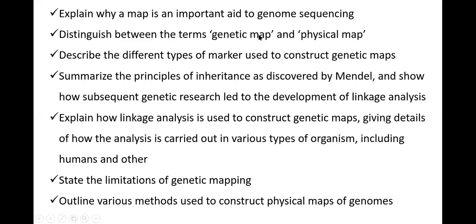Is the map constituted by these two completely the same order of nucleotides, or does each map have its own limitations? What kind of techniques do you apply in making and analyzing these maps? We will see that briefly. Then describe the different types of markers used to construct genetic maps. What are the markers that help speed up the construction of the genetic map?